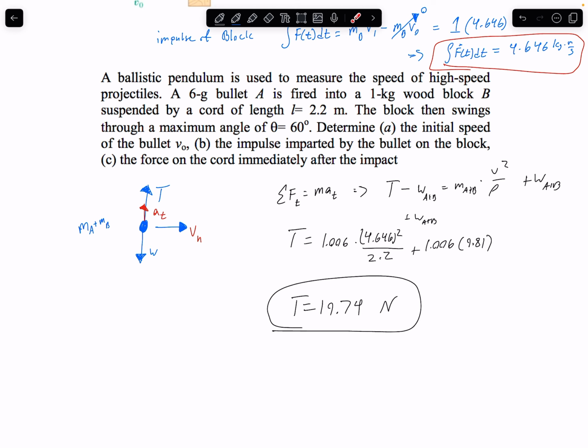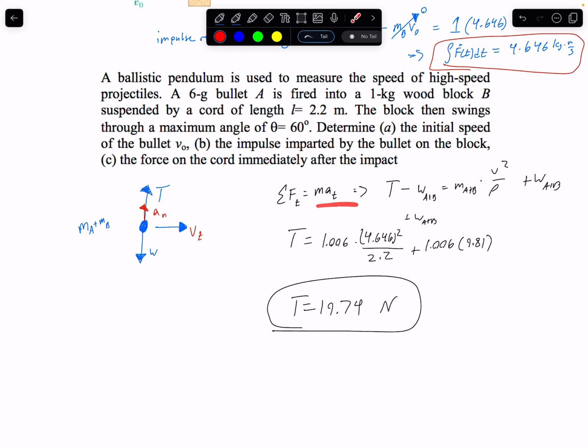And then for 6, after everything is combined and the block and bullet are both moving together, masses are combined, and that is accelerating in the, V is actually that's V tangent, and that's a normal. But the normal acceleration is going up to the center. It's always pulling on it no matter what.